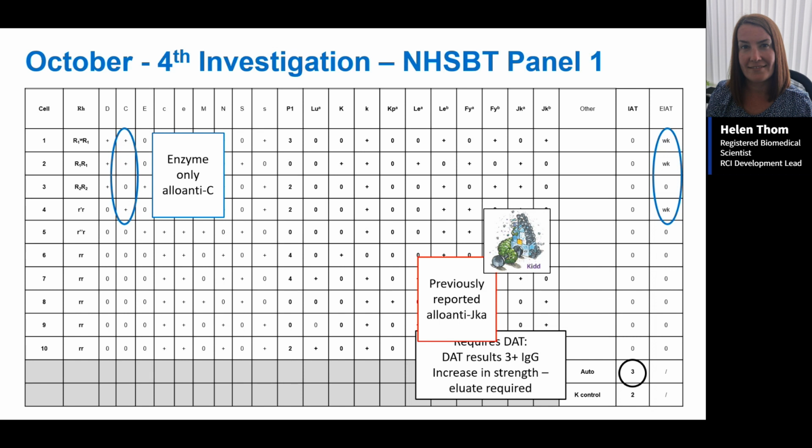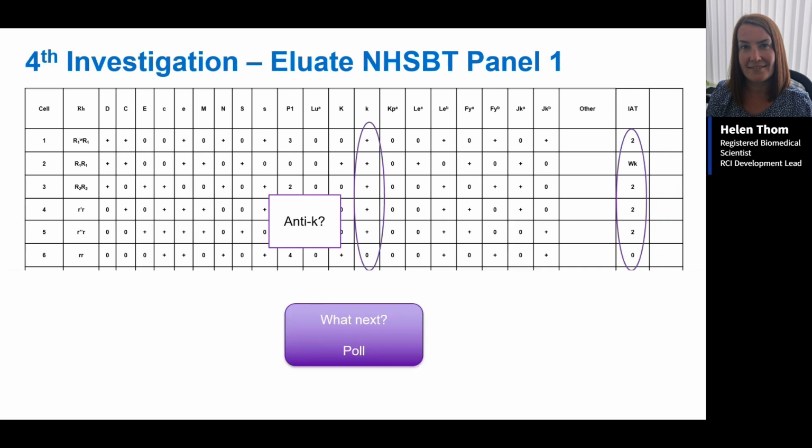But this time there's a DAT and it's 3+, so that's an increase. So there hasn't been a decrease in the patient's transfusion interval, but there has been an increase in the strength of the DAT. So I performed an eluate, which is what you would do following your protocol. So this is my eluate.